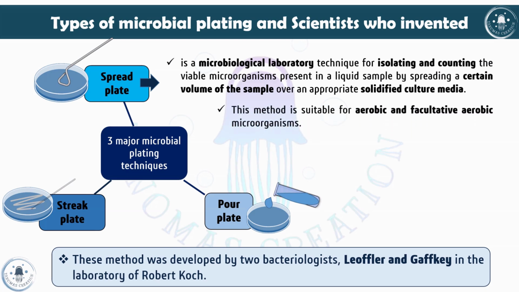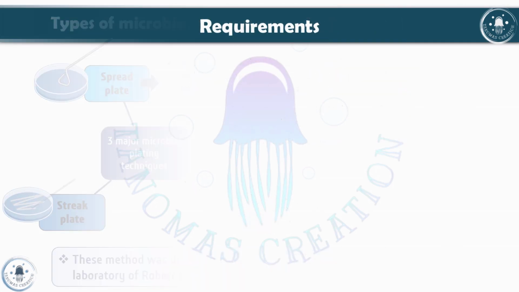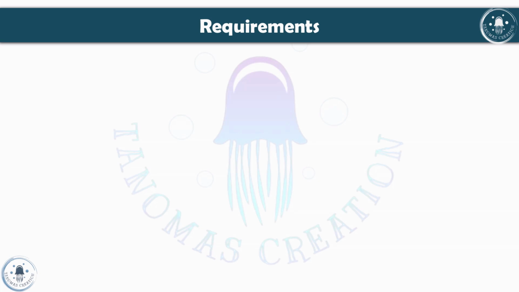Now here this method is suitable for growing aerobic and facultative aerobic microorganisms. It is an easy, simple and economical method. Now, what are the requirements? So, first requirement obviously is our culture media, which contains the agar. Second is the sample of interest, whether it's a liquid sample or a solid sample.